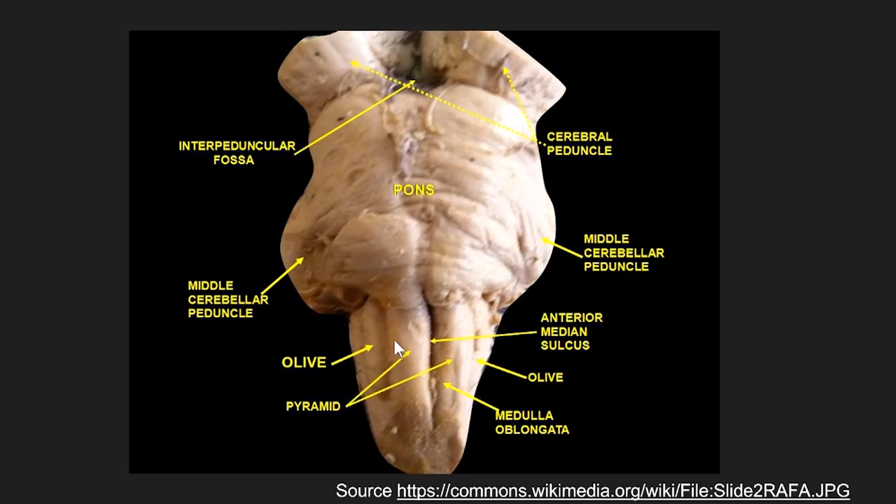Now, when the sixth nerve comes out, it's going to come out lateral to the pyramid. So here are the two pyramids. This is the medulla oblongata. Here's the anteromedian sulcus. So your sixth nerve is going to come out right about here.